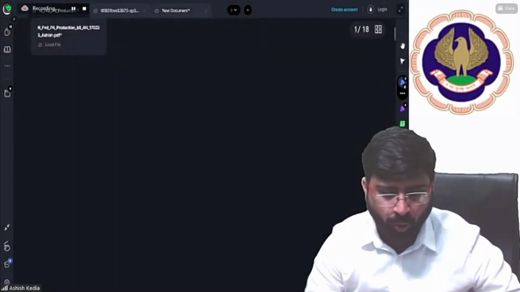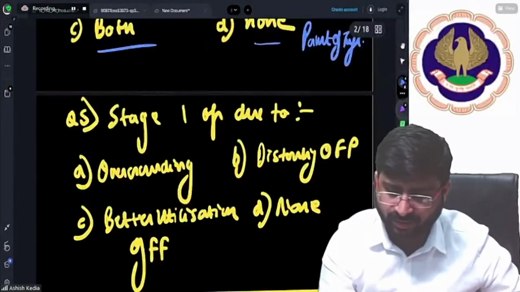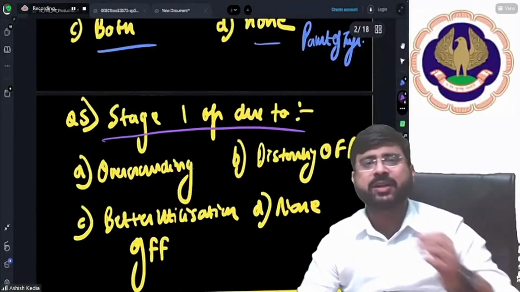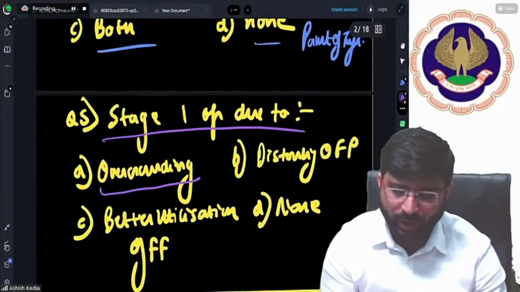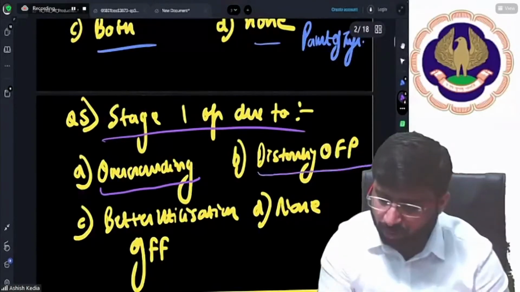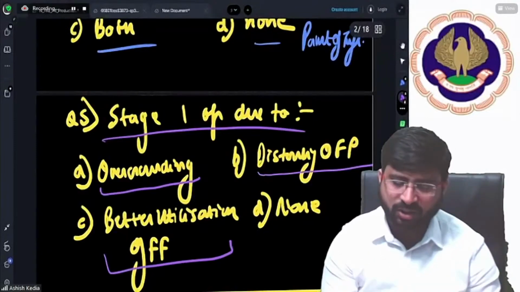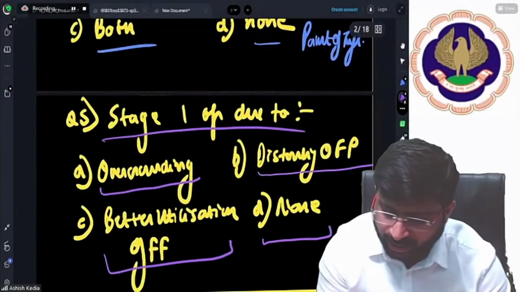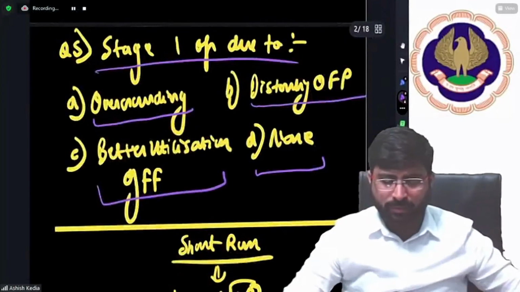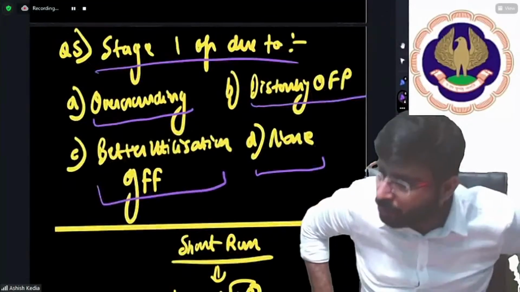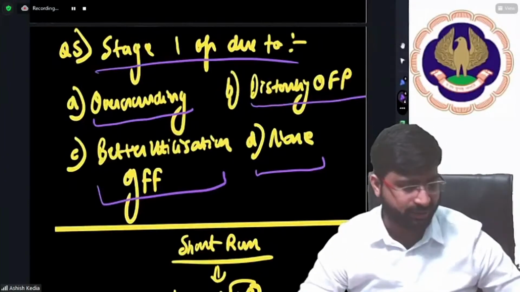Now I'll ask you a question. Let's see whether you are able to answer this time or not. See, stage 1 operates due to. Why does stage 1 operate? Is it due to overcrowding problem? Is it because of the optimum factor proportion being disturbed? Is it because fixed factor is being better utilized, or none of the above? Why does stage 1 operate? What do you think, my dear friend, is the answer? Now you will answer it. Come on, everyone. You must answer it. Come on, friends.